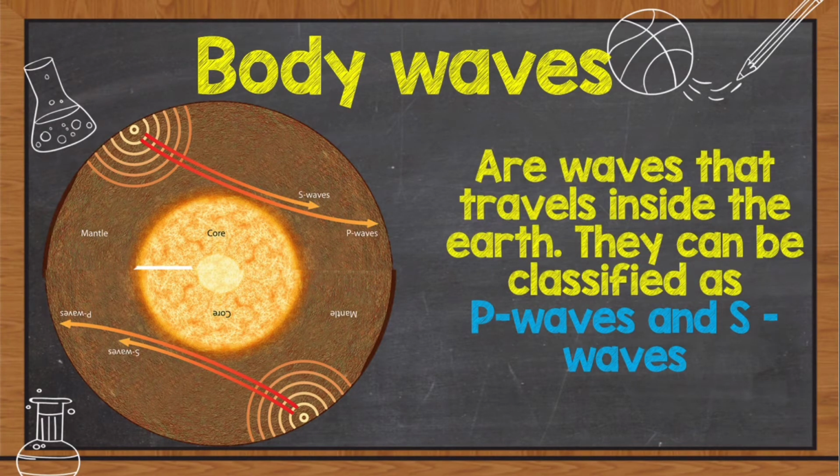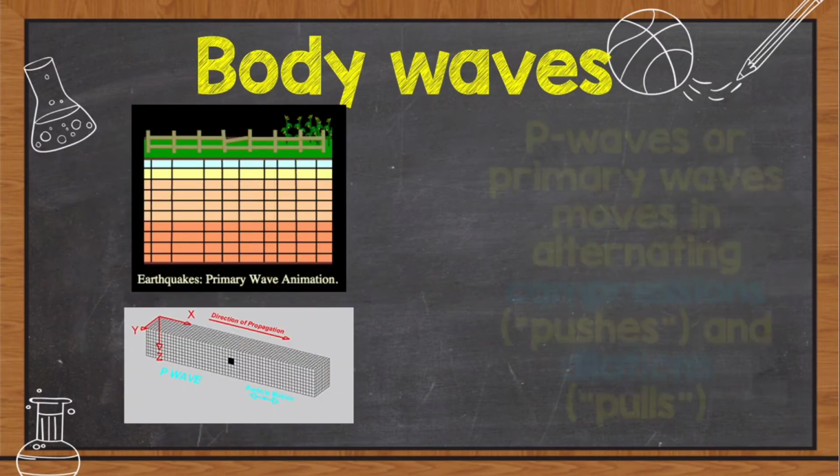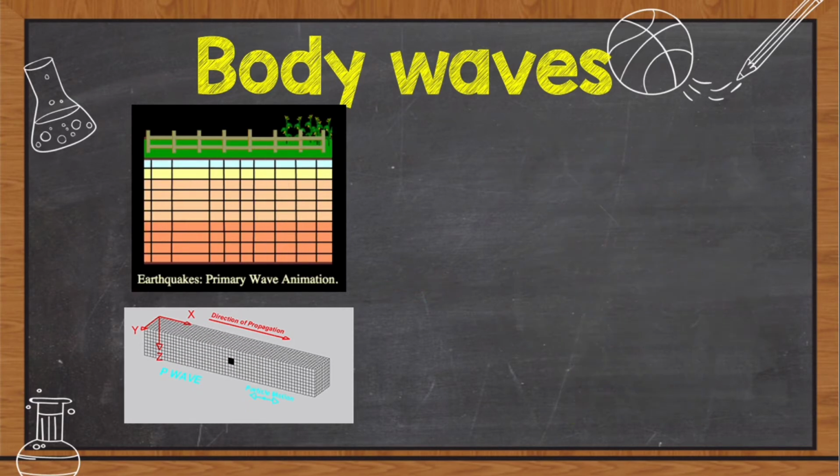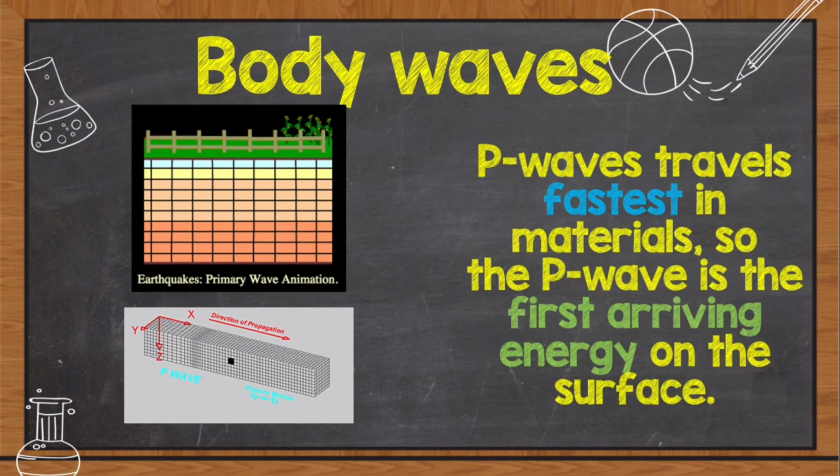So what are body waves? Body waves are waves that travel inside the Earth and can also be classified into two types. We have the P waves and the S waves. The P waves, also known as the primary waves, move in alternating compression, or pushes, and dilations, or pulls. P waves travel fastest in any material.